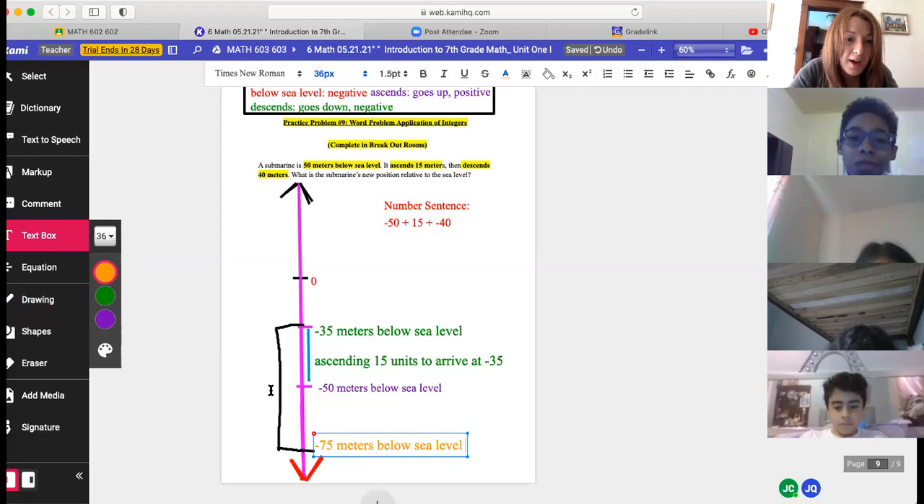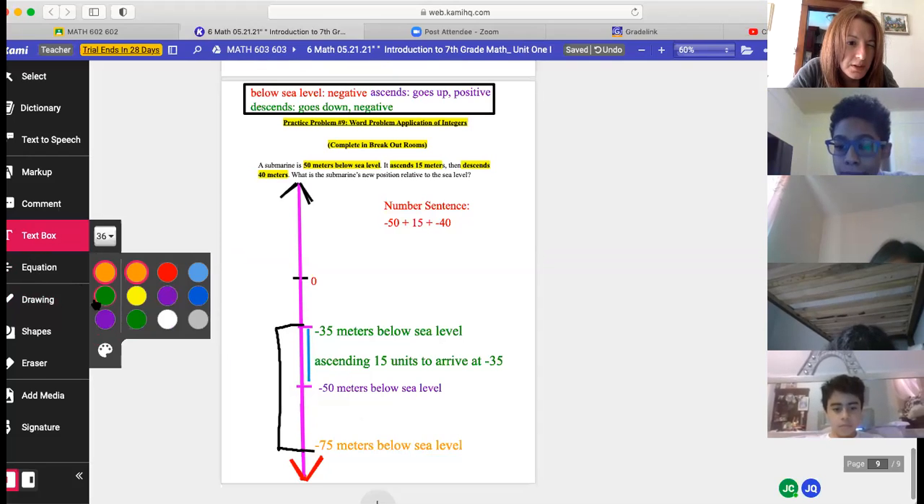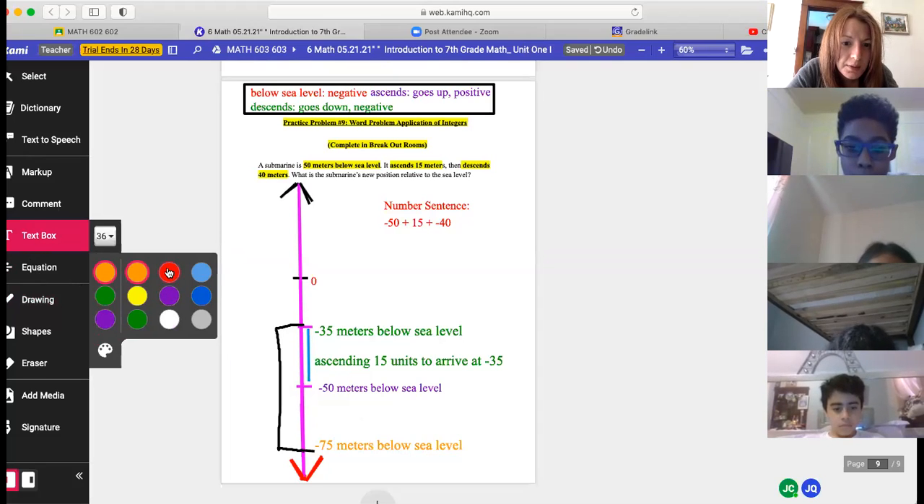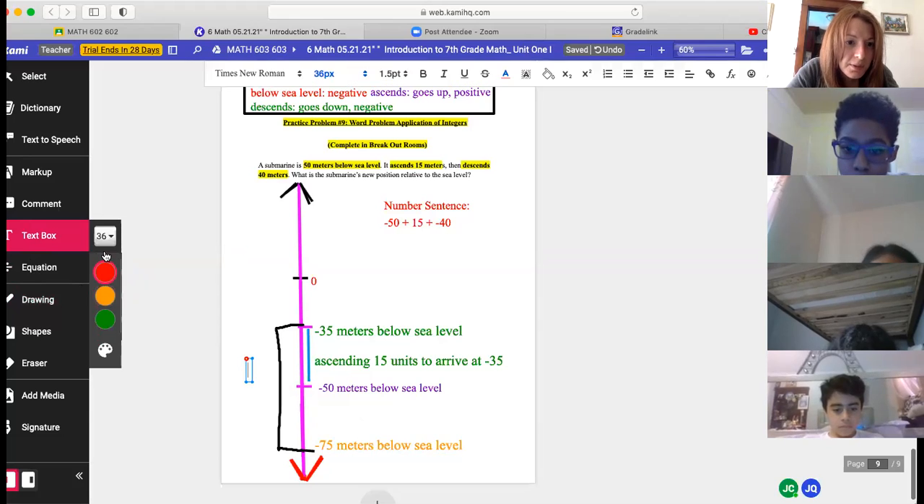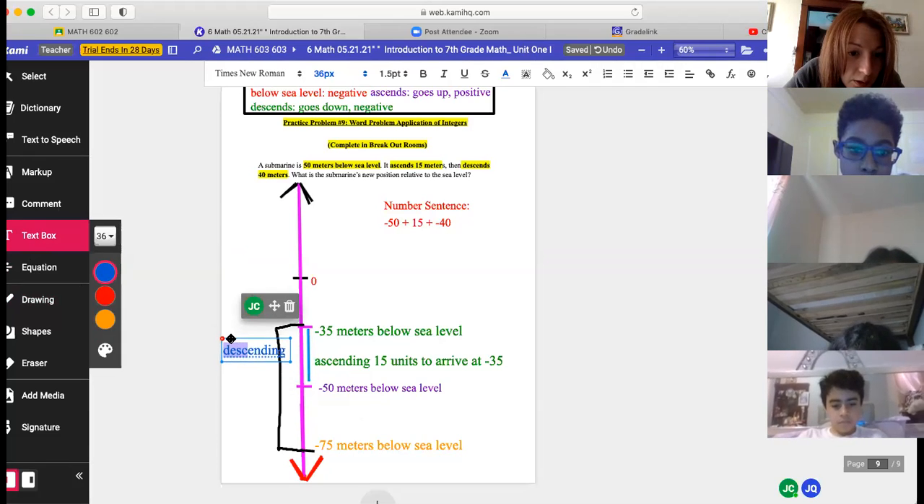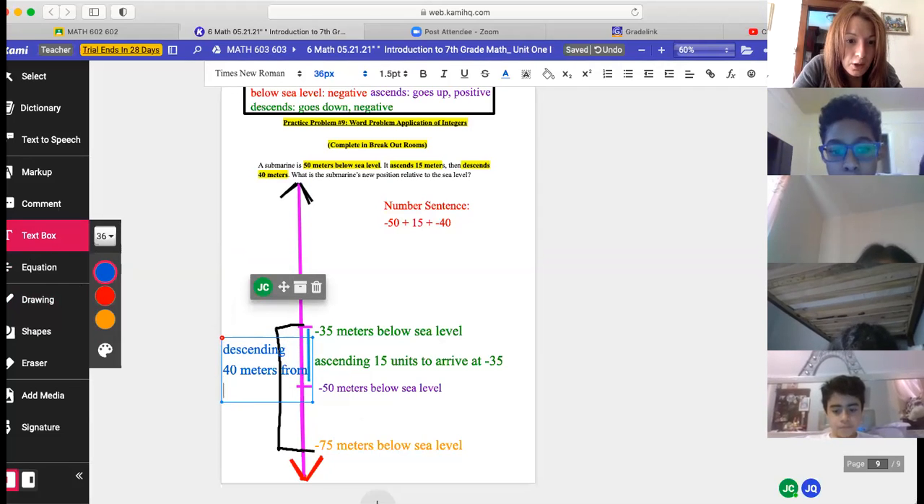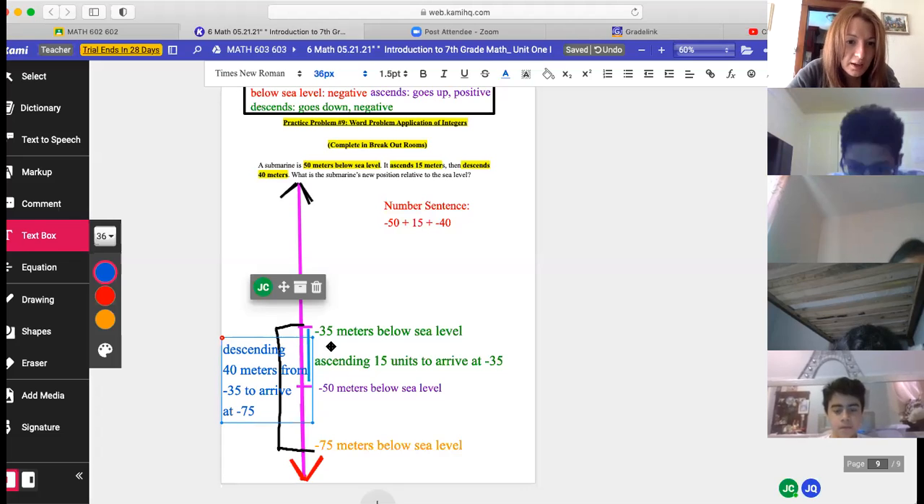Now, this little bracket that I wrote, I'm going to try to write this in blue. I think it will look better in blue. This is going to represent descending 40 meters from negative 35 to arrive at negative 75.